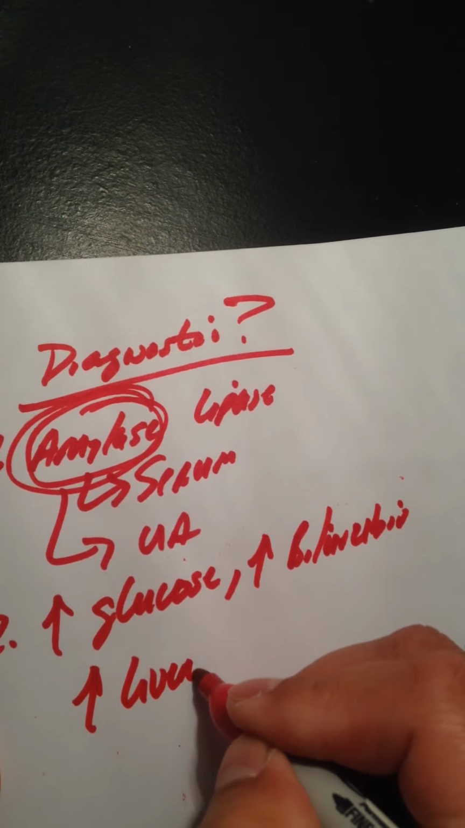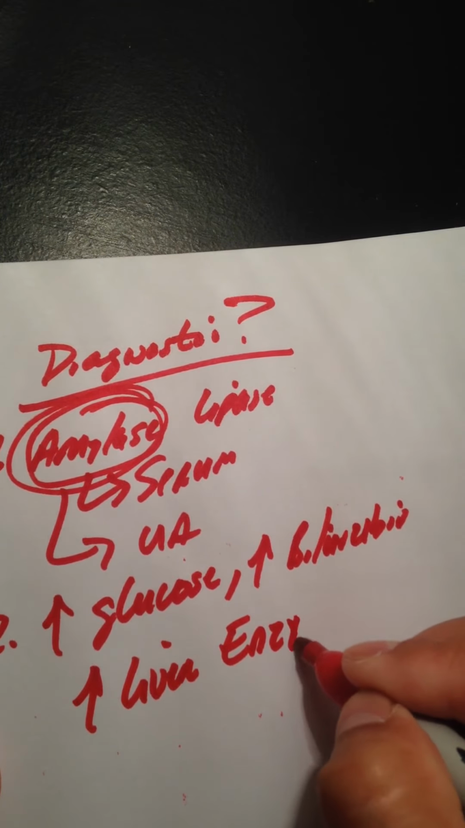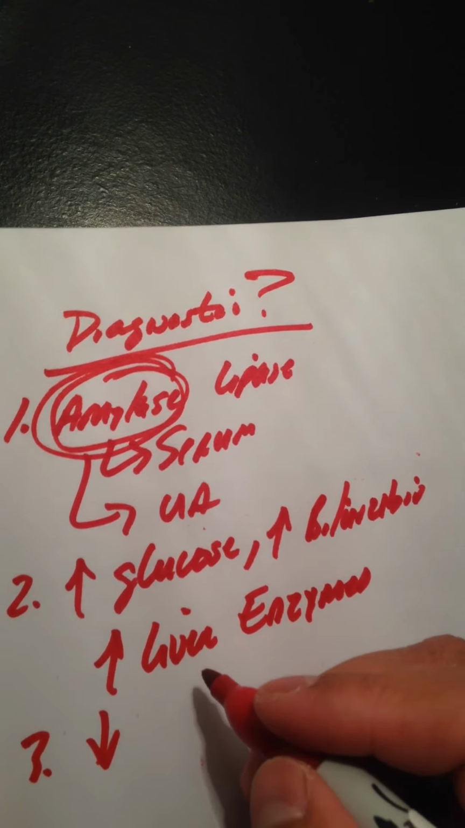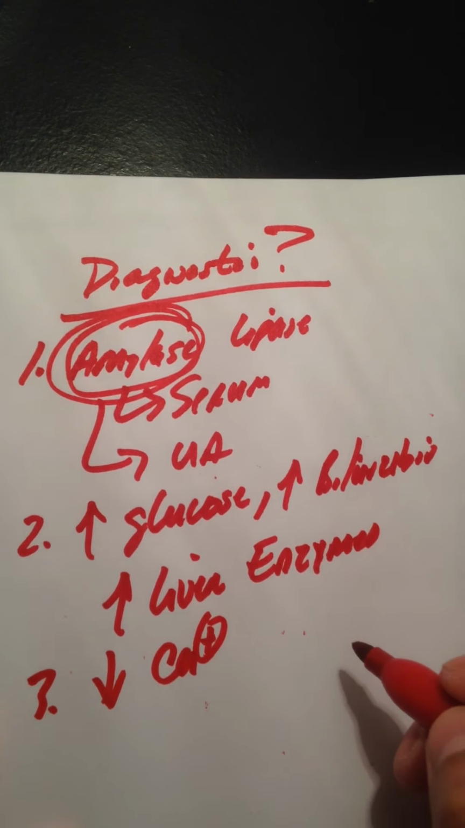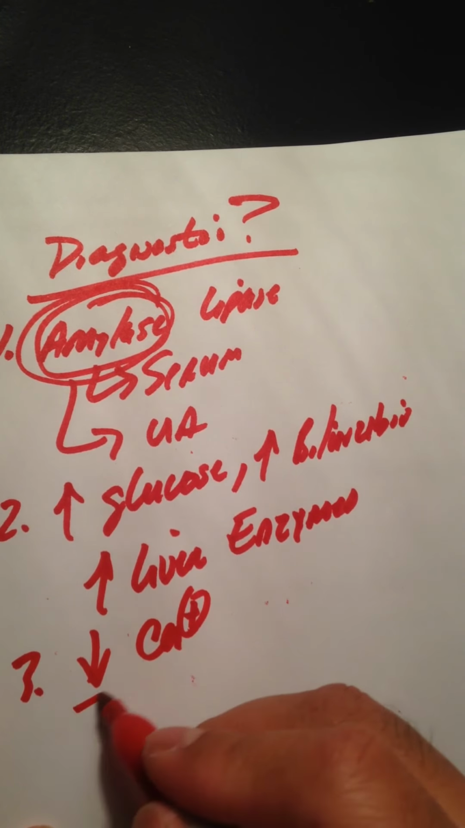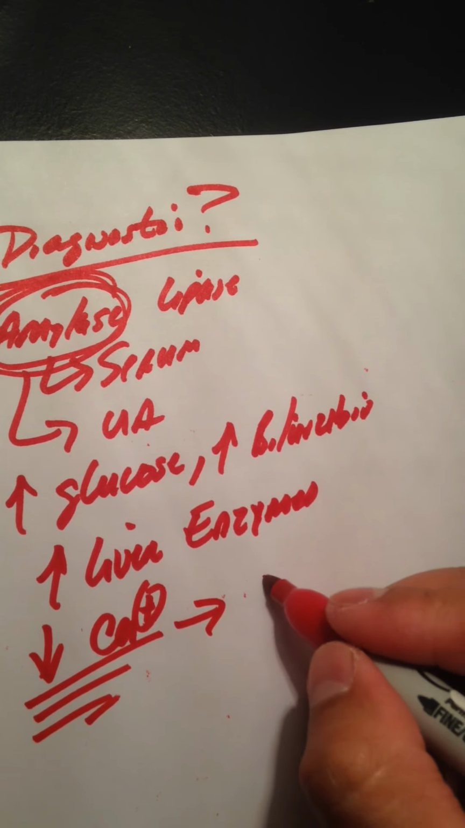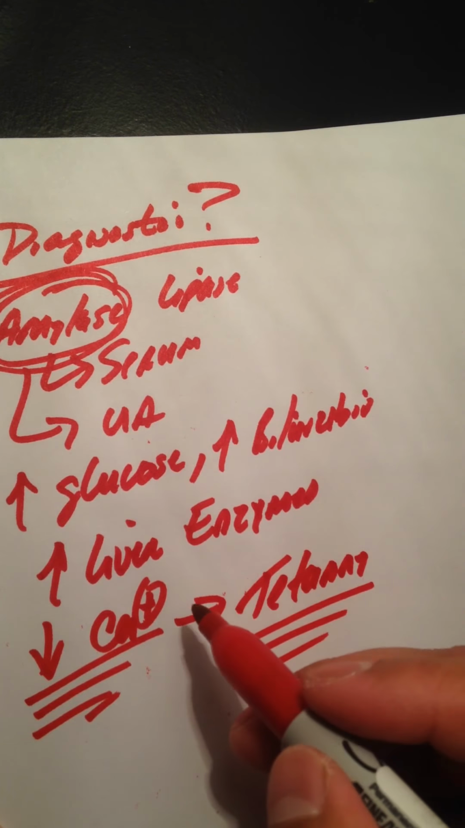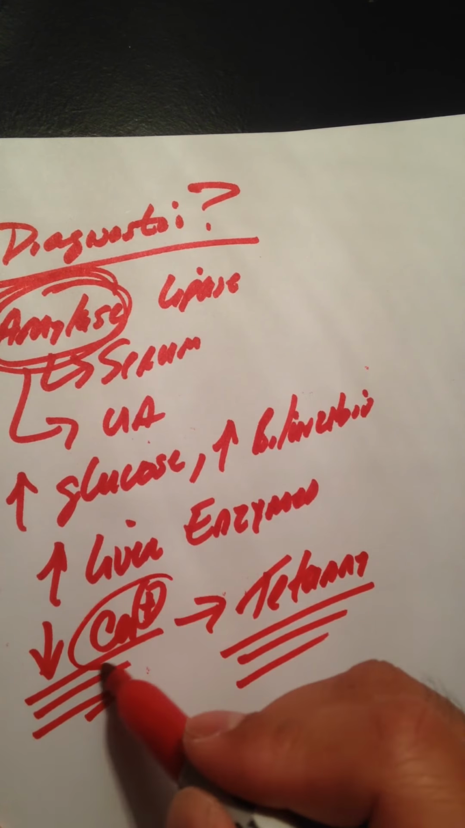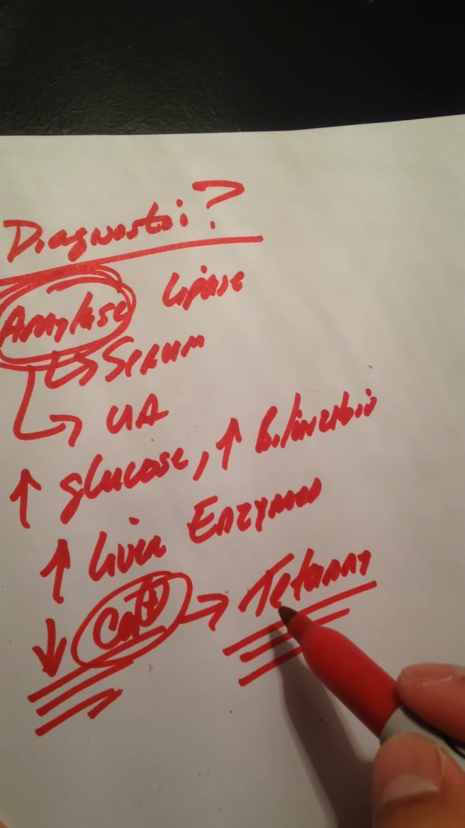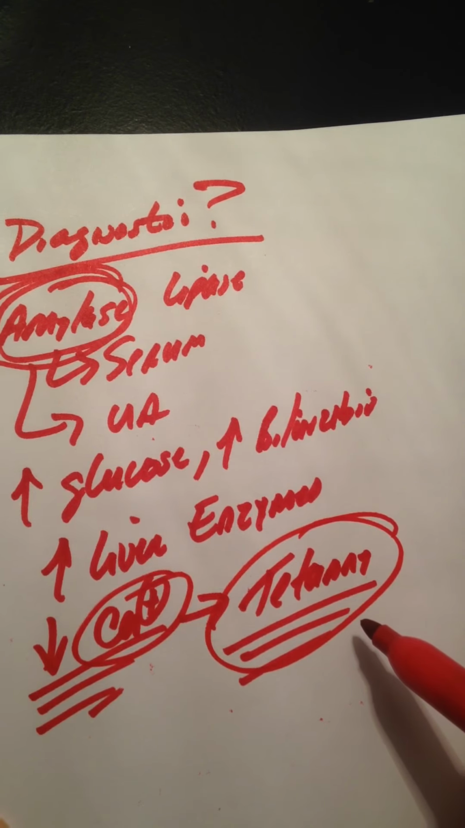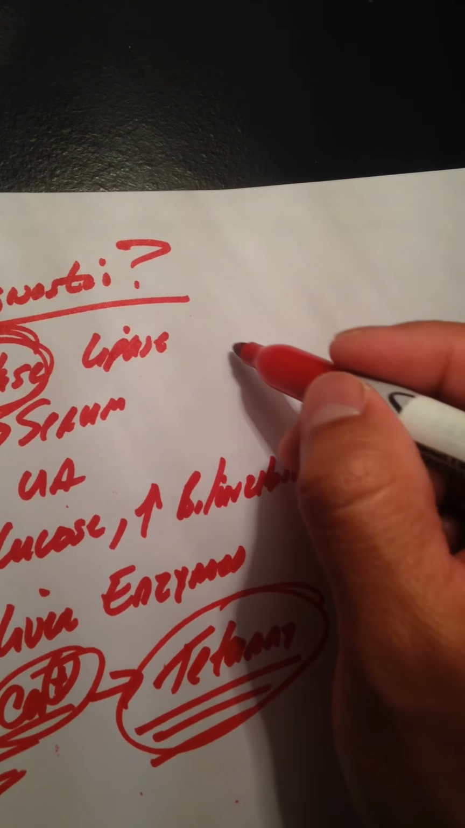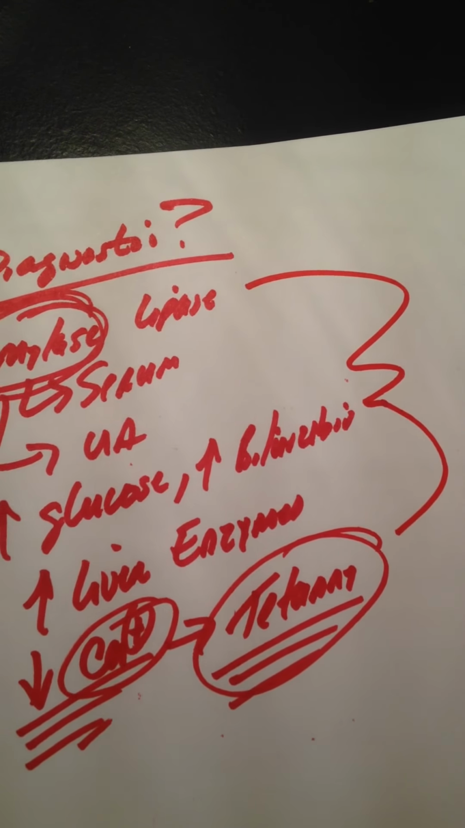Increased liver enzymes. And hopefully this is all repetition by now. Three, decreased calcium levels. Now, since they have decreased calcium levels, you would also want to check for tetany. And again, this is why I told you in the very beginning to make sure you check out the lecture on hypocalcemia so that you understand this concept here. Number 4. So these are lab studies here to help diagnose.